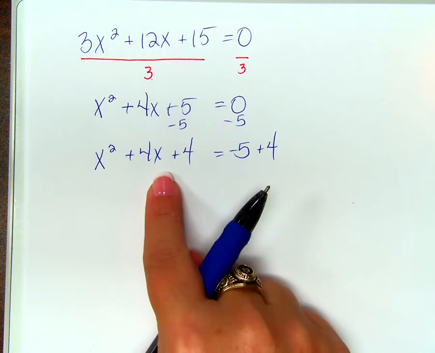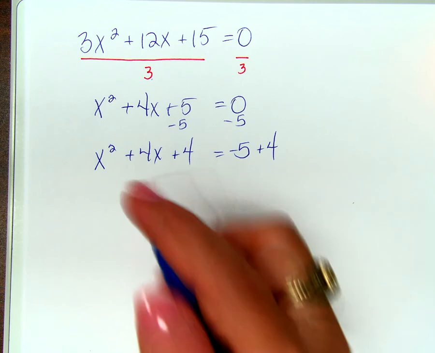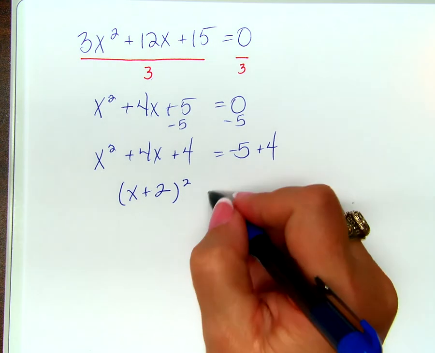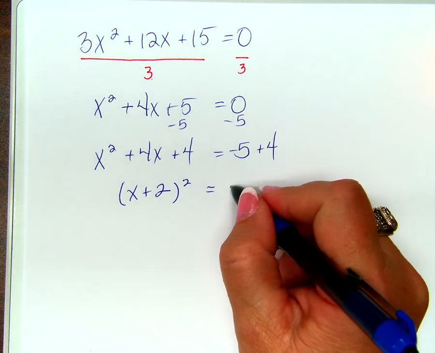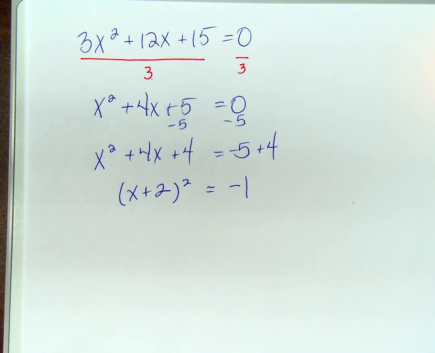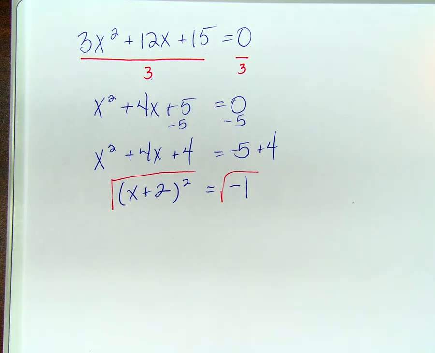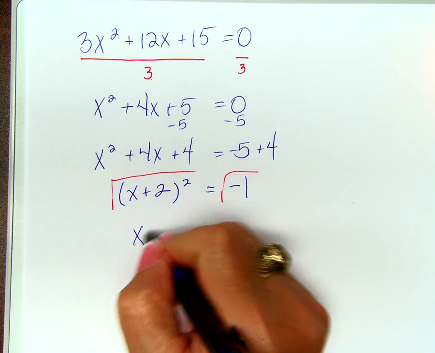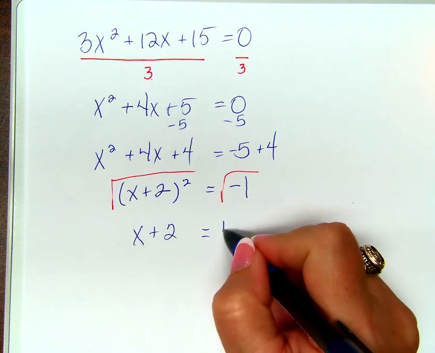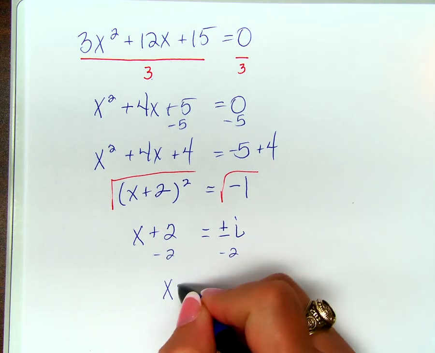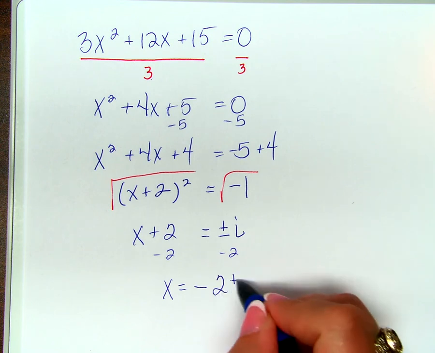From my trinomial, I go to my binomial. X plus 2 squared equals negative 1. Oh, I didn't see the 4. It's okay. Remember, we have to add it to both sides. Now, square root of both sides. Left-hand side, I get x plus 2. Right-hand side, I get plus or minus i. And then subtract 2. Good. X equals? Negative 2 plus or minus i. Perfect.